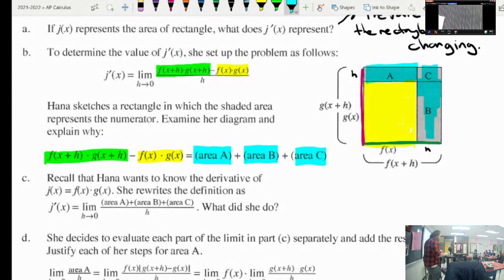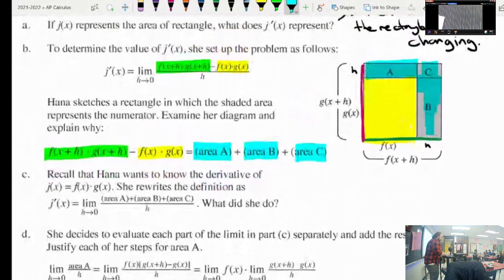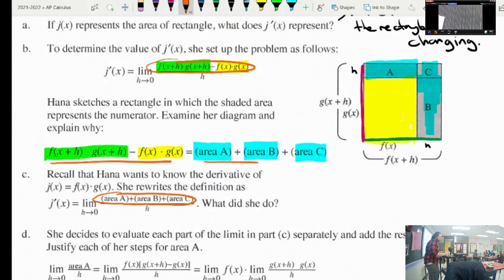So you'll notice in part C what she's done is she's replaced the top of the original fraction, this original expression right there, with its equivalent, the area of A plus B plus C. So the question, what did she do? All she did was replace one thing with an equivalent thing.